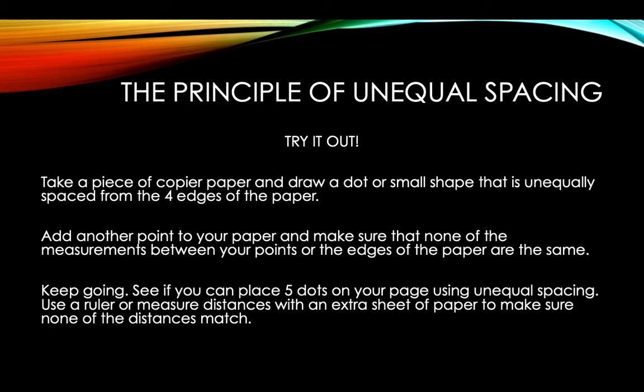And then you're going to add another point to your paper and make sure that none of the measurements between your points and the edges are the same. So you will definitely want to use a ruler, and you want to make sure that they are not at any rate the same distance from any side of the paper or each other. Keep going. See if you can place 5 dots on your page using unequal spacing. Use a ruler to measure the distances with an extra sheet of paper to make sure that none of the distances match. This is a great experiment even at home, because it's going to get you ready for the next thing that you're going to do on Canvas.